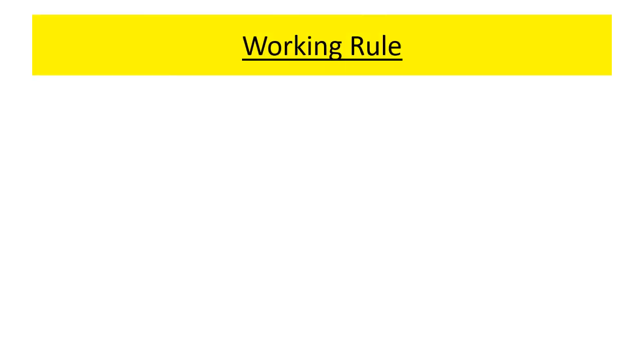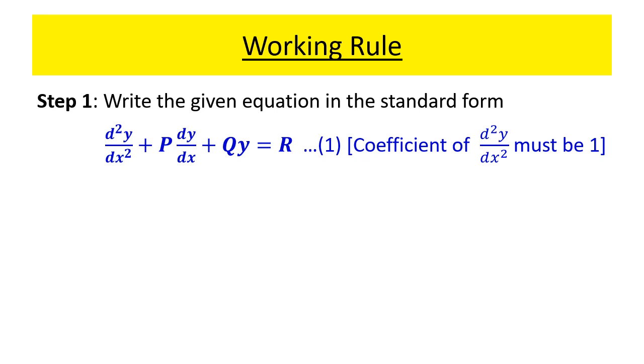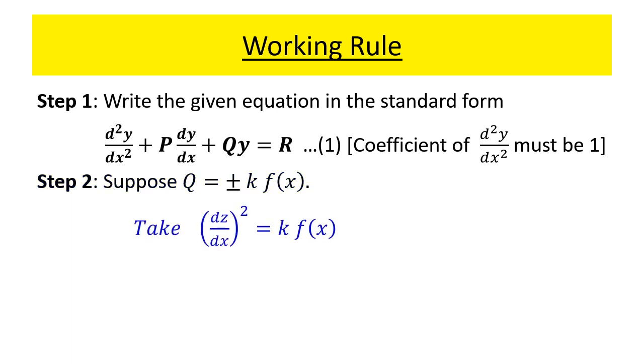So next is, what is the working rule to solve second order LDE by changing the independent variable? Step 1 is, write the given equation in the standard form, that is d²y/dx² + p dy/dx + qy = r. And next step is, suppose q = ±k f(x), where k is a constant. Take (dz/dx)² = k f(x). So we omit the negative sign to get real values, and also sometimes we omit the k also.